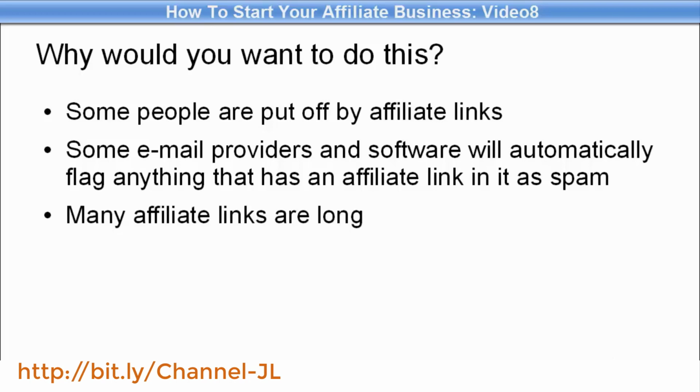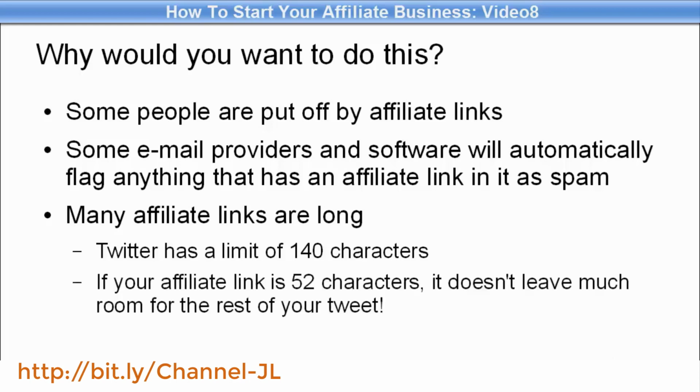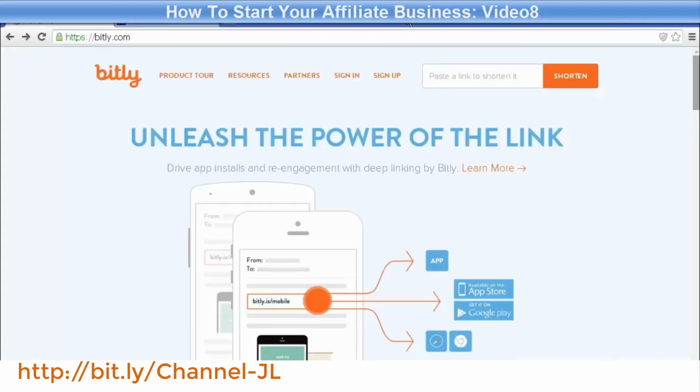And of course, many affiliate links are quite long. And think about it. Let's say that you want to put an affiliate link into a Twitter tweet. Well, Twitter has a limit of 140 characters. If your affiliate link is 52 characters long, well, it doesn't leave much room for the rest of your tweet. And there are two services that you can use to accomplish this.